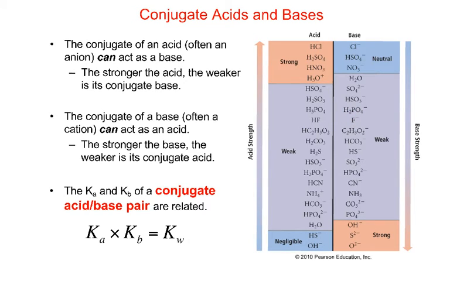The same thing is true about bases. The stronger a base is, the weaker its conjugate acid is going to be. The Ka and Kb of a conjugate acid-base pair are related by this equation. That's very similar to when we introduced the hydronium and hydroxide ion concentrations multiplying to equal Kw. If I have the Ka of an acid and multiply it by the Kb of its conjugate base, that has to be equal to Kw.